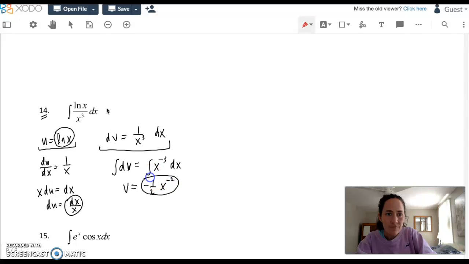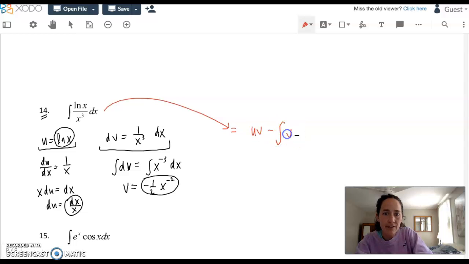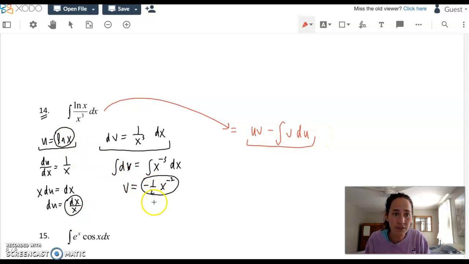All right, and that's as far as I'm going to take you for this one because I want to see if you can finish it on your own. You want to plug back into the integration by parts formula as always, uv minus integral of v du. You've got the puzzle pieces here. uv is going to go in there nicely. Integral of v du, this is the part to focus on. You want to simplify before you integrate.